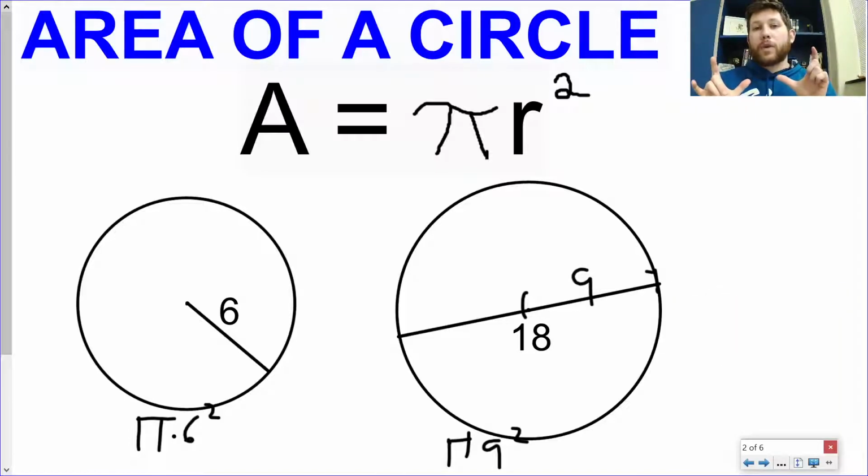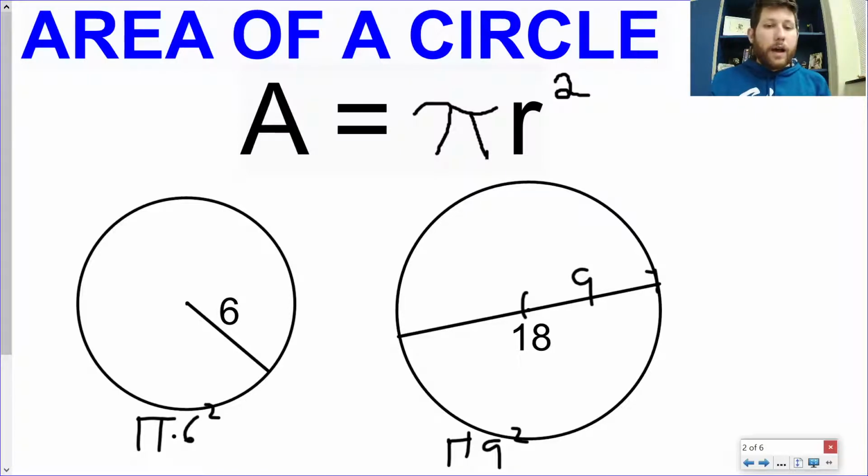Now, what if I only want the area of a section of a circle? We call it a sector. When we're talking about the area, we call it a sector. Well, what we would do is the exact same thing we did with arc length. We're going to say, how much circle am I talking about out of the whole thing? So make that fraction, angle over 360, and then multiply by the area of the whole circle.